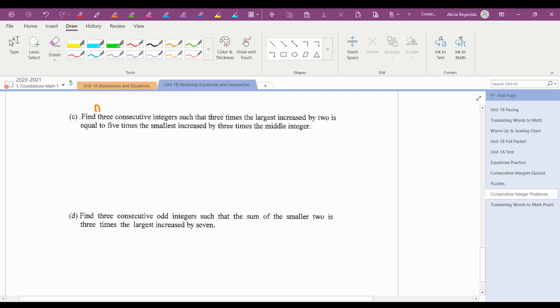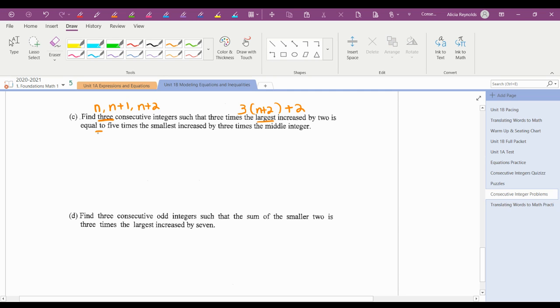Let's keep using n. I'm going to have 3 consecutive integers, so I'm going to have n, n plus 1, and n plus 2, such that 3 times the largest, so the largest is going to be n plus 2, and we're going to multiply that by 3, increased by 2. So that means I'm going to add 2 after I multiply. So understand that I have to multiply the largest integer by 3 before I add 2. That's another reason why it's important to have our parentheses. Because if I write this as 3n plus 2 plus 2, that's nowhere near the same thing as what we need.